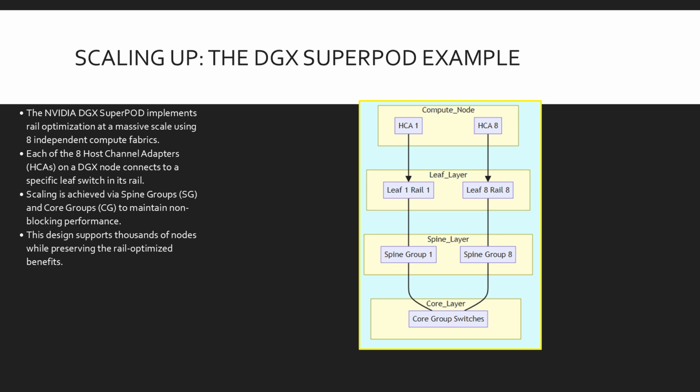This diagram visualizes the hierarchy of a SuperPOD. At the bottom, a compute node has multiple HCAs. HCA 1 connects to leaf 1, representing rail 1, while HCA 8 connects to leaf 8, rail 8. These leafs connect up to their respective spine groups, SG1 and SG8. Finally, everything is interconnected at the top by the core group. This structure ensures that the parallel rails we established at the server level are preserved all the way up the network hierarchy.